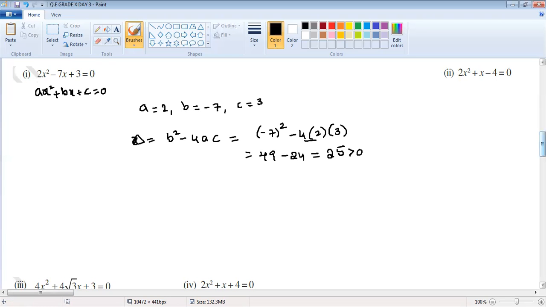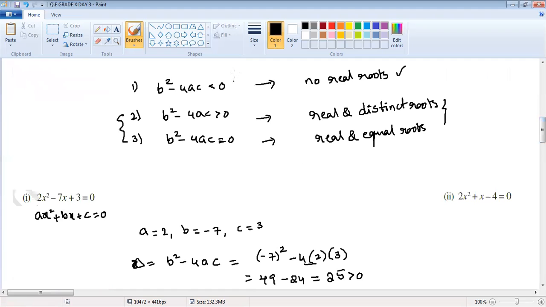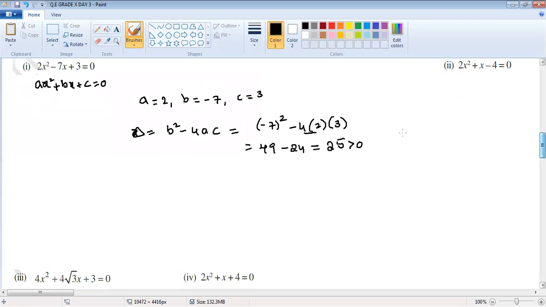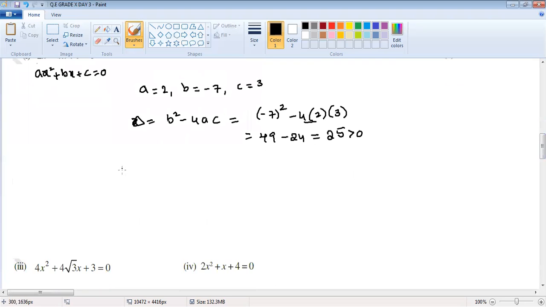See, we discussed that earlier. If it is less than 0, we can stop, no real roots, we can write it directly. If it is greater than 0 or equal to 0, we can continue further. Now it is greater than 0, so we can continue further. Now we have to find the roots using the quadratic formula.